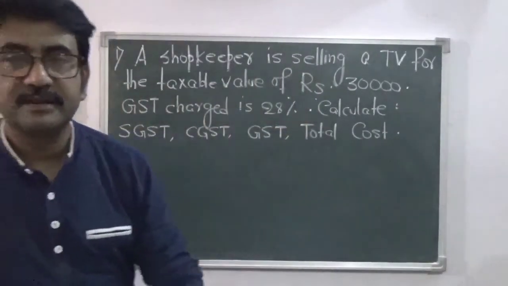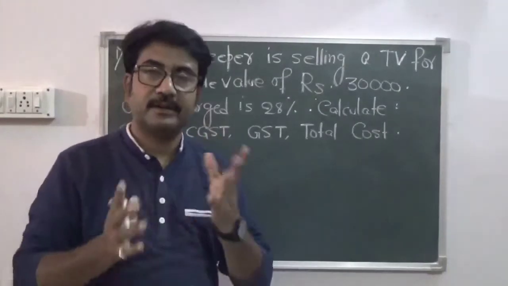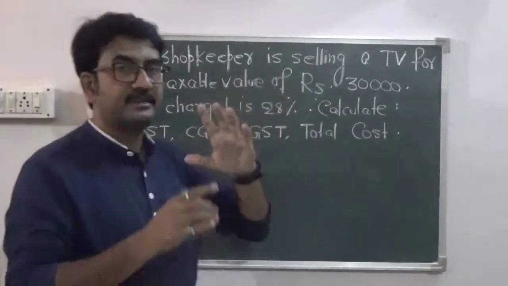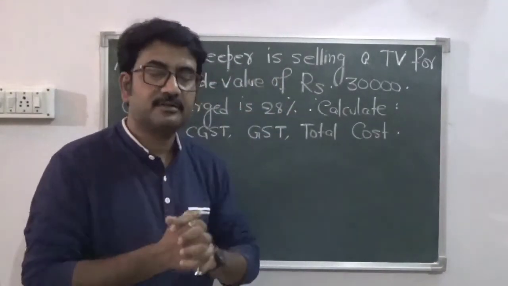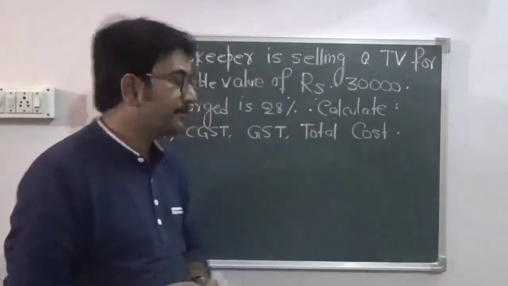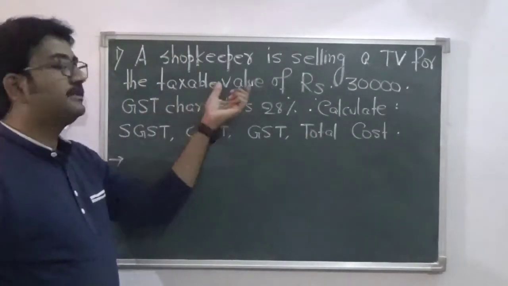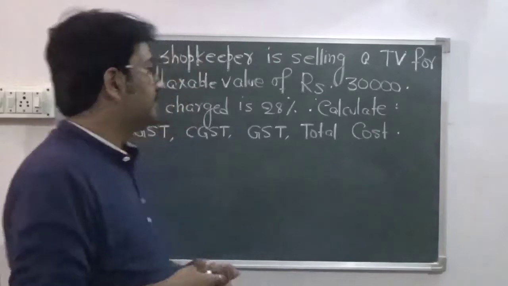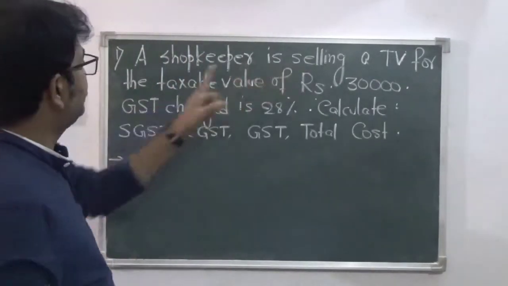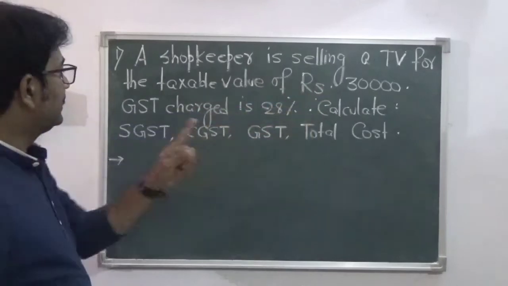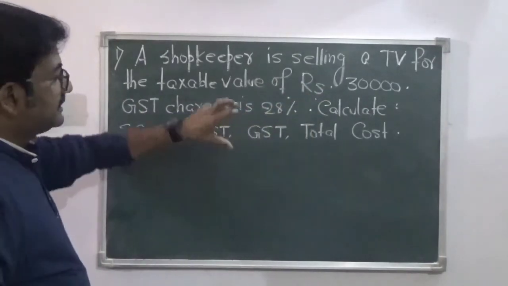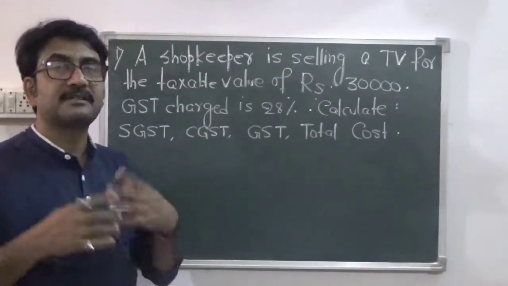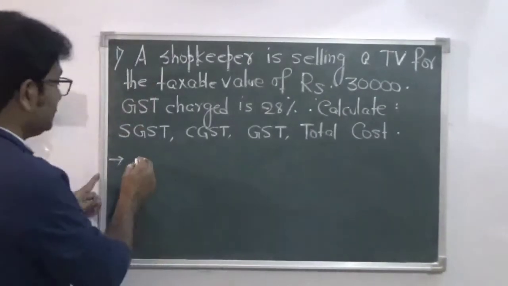So let us see the information given and accordingly let us solve it. Nothing is mentioned, that means it is an intra-state transaction, that is the transaction taking place in the same state. There is one word which is called taxable value. Taxable value means the selling price or the purchase price, same thing. Now what is given: a shopkeeper is selling a TV for the taxable value of rupees 30,000. GST charge is 28%. Since it is an intra-state transaction, that means the transaction is taking place within the same state.